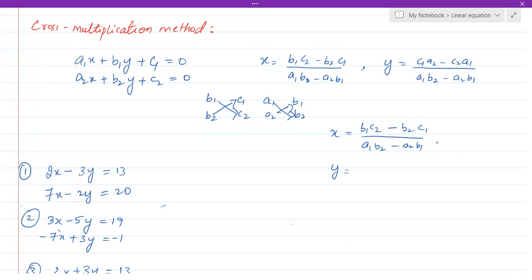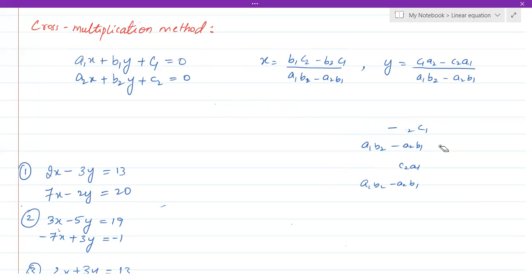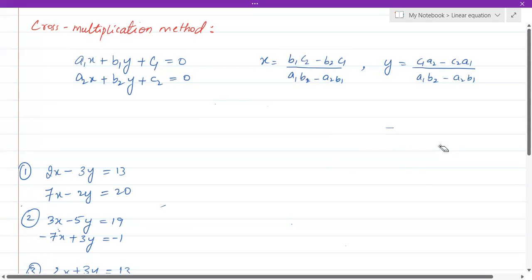To find the value of y, remember the denominator is same, a1 b2 minus a2 b1. See, to find x, we use the first two, to find y use the middle two things, c1 a2 minus c2 a1. Okay, you can remember the formula using the help of cross multiplication, or directly also you can remember. It's not a big deal. Okay, it's very easy to remember.